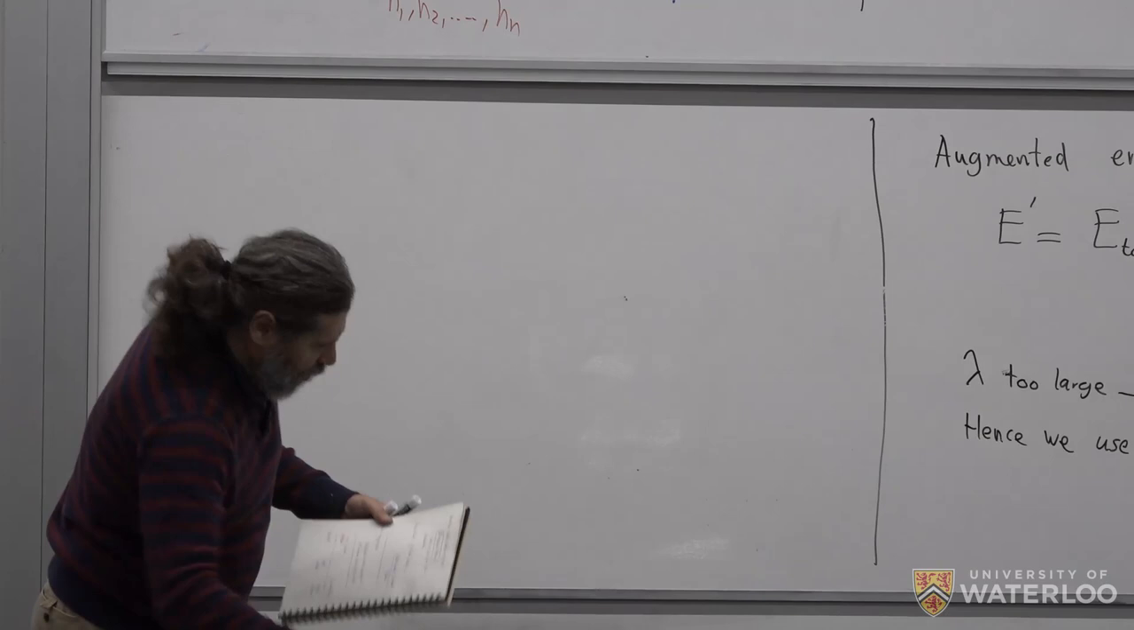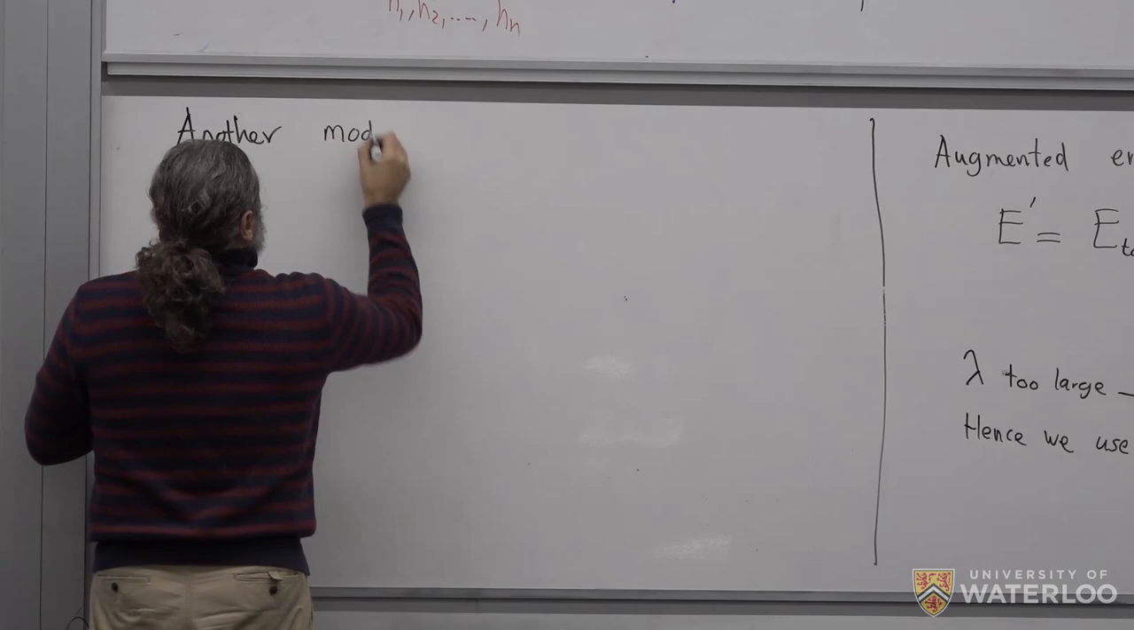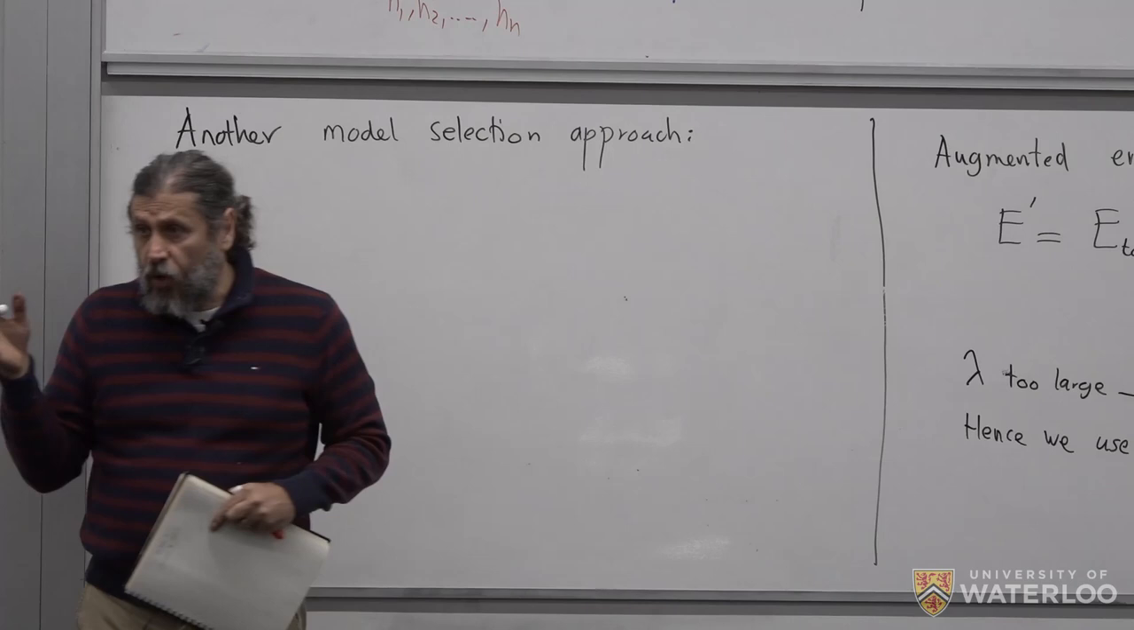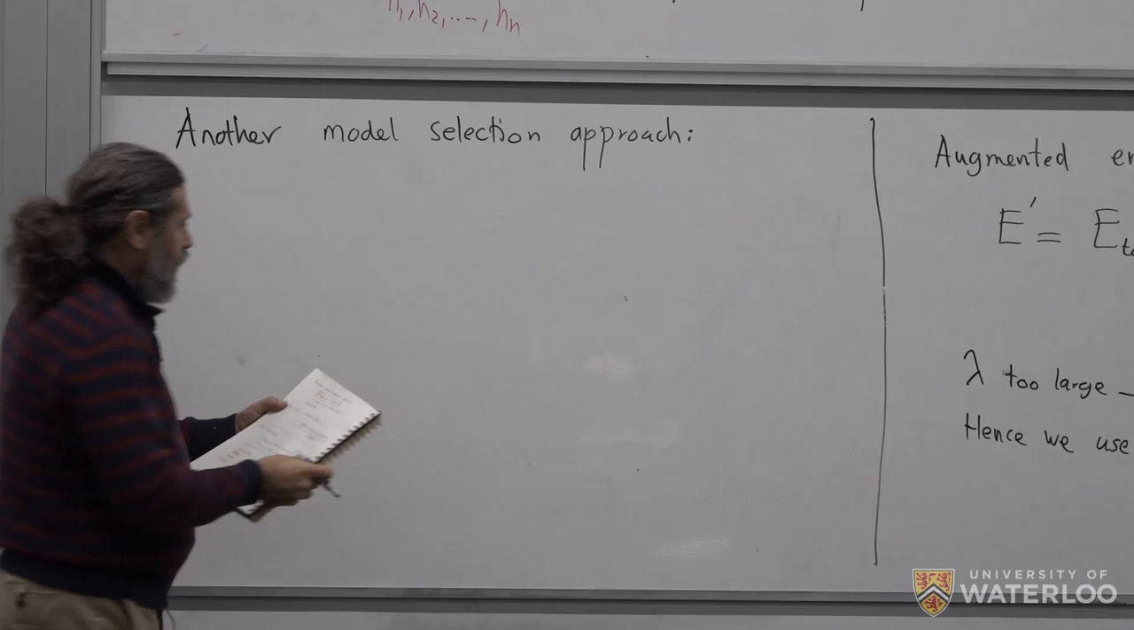So what about another model selection approach? So basically, k-fold cross-validation and leave one out are a methodology for us to select a model. Is the model good enough? Has it learned? Is it intelligent at all? So the other method is the Bayesian approach.